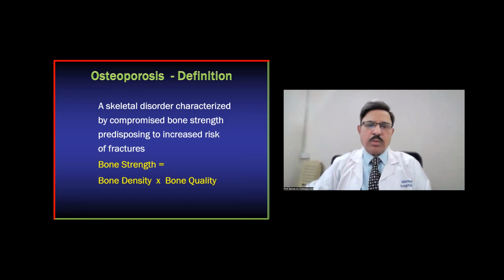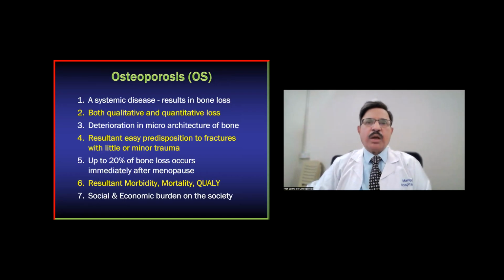Bone strength is equal to bone density and bone quality. Quality depends upon good protein intake and also the tensile strength. Osteoporosis. Now come OS. It is internationally called OS, not opening snap. OS is osteoporosis here. OS in cardiology is open. Here, a systemic disease results in bone loss. Underline the word osteoporosis is a systemic disease. Both qualitative loss and the quantitative loss of bone. Deterioration in the microarchitecture of the bone, resulting in easy predisposition to fractures with little trauma or minor trauma.